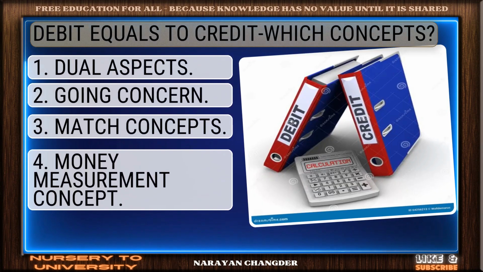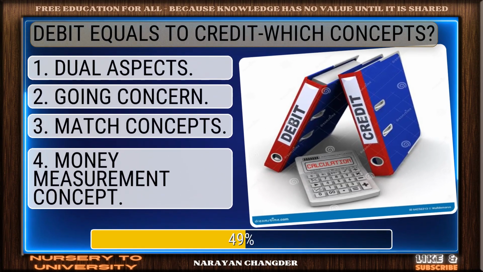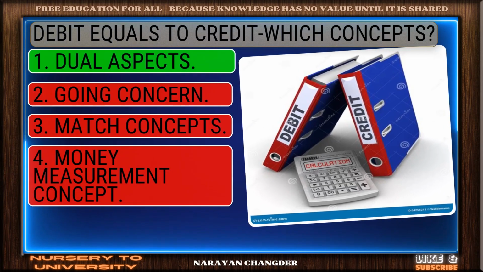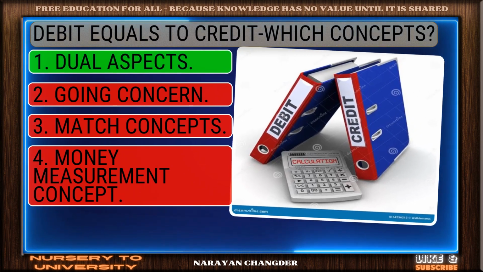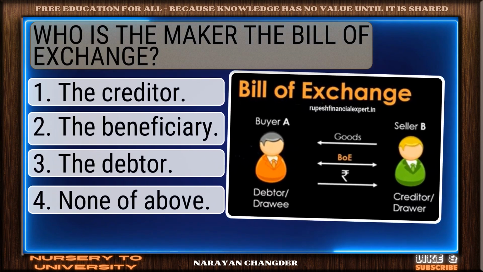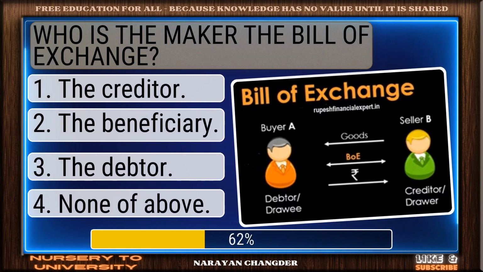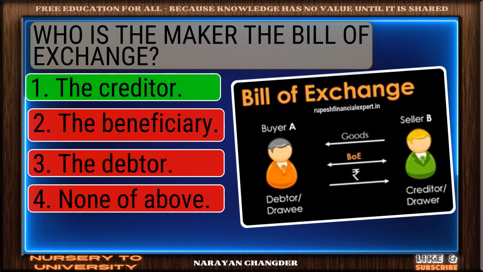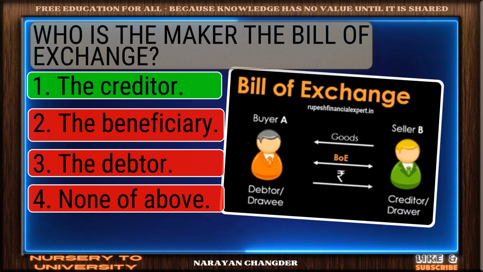Debit equals to credit, which concept? Correct response. Dual aspects is the most accurate answer. Who is the maker of the bill of exchange? On track. The creditor is the correct answer.